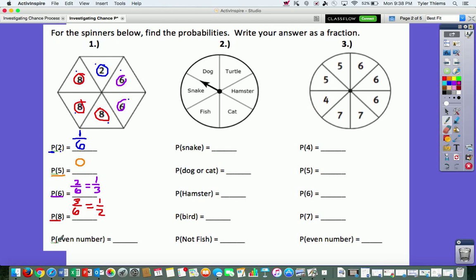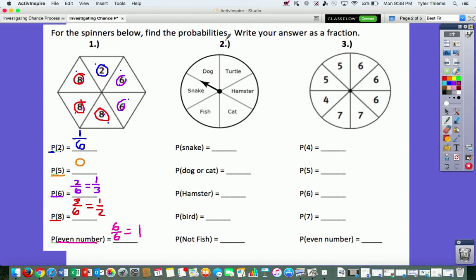And then finally, an even number. Let's see how many of these are even numbers. 1, 2, 3, 4, 5, 6. All 6 of these are even numbers. So 6 out of 6, which also reduces, and that just reduces to 1. So that's the probability of landing on all of these here.